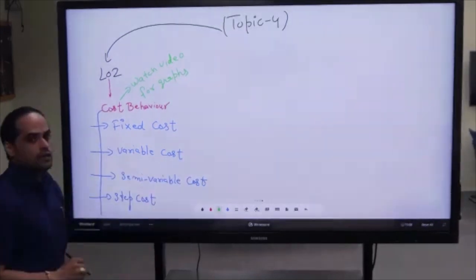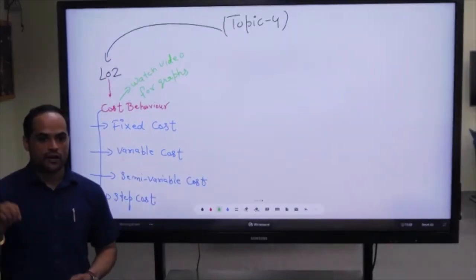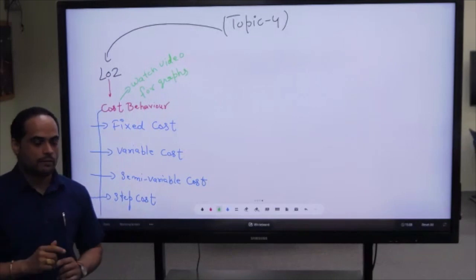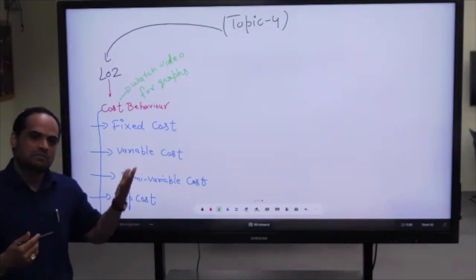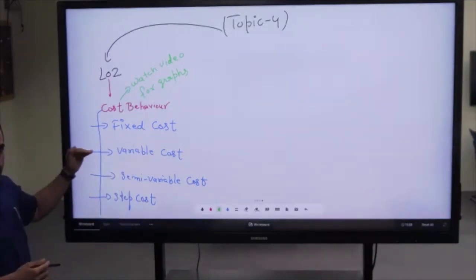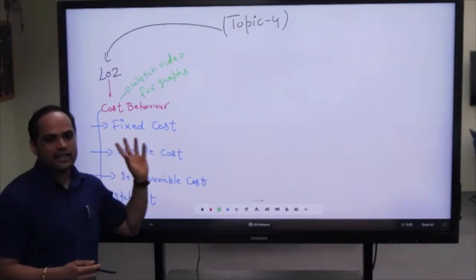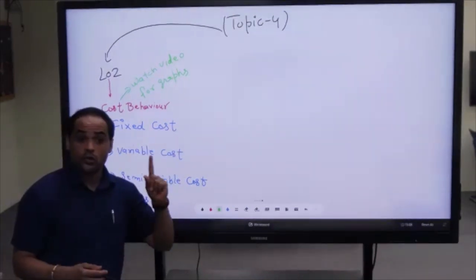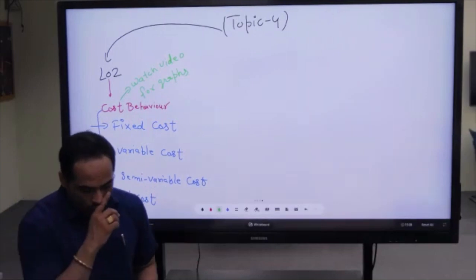Graphs. All right. So I explained about 4 kinds of graphs: fixed, variable, semi-variable, and step. But here I'm going to tell you what they mean and what the examples are. But I repeat, the graph is also important. Right. Now, what does it mean?